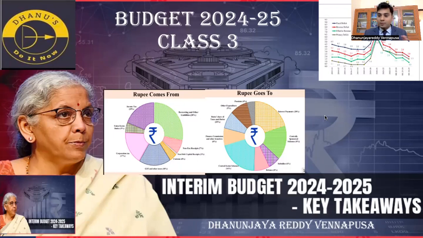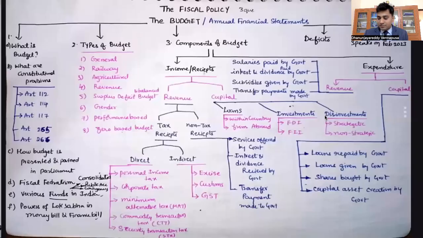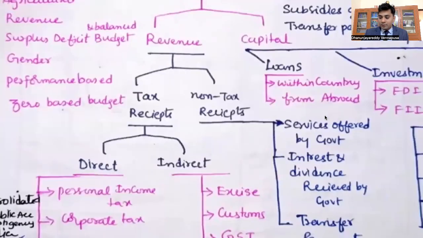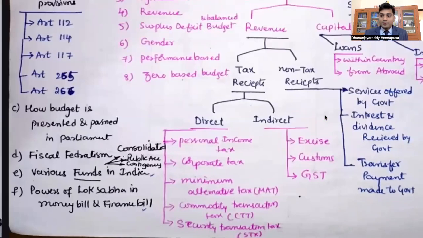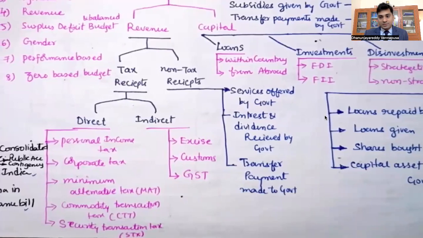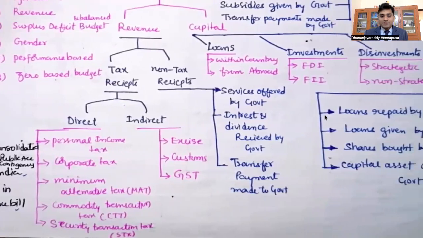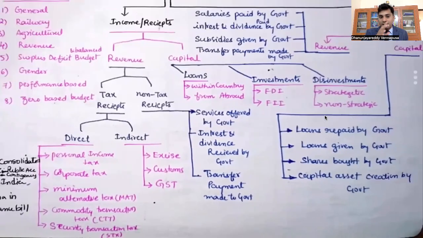The last component will be what are the other features. Now we all know where money comes from. Money comes from two components in the budget. I always said this. Money comes from the revenue component, that is taxes or non-taxes, and in the capital component you have loans, investments by foreign investors, and disinvestments. How money is coming, that is what we have to see.